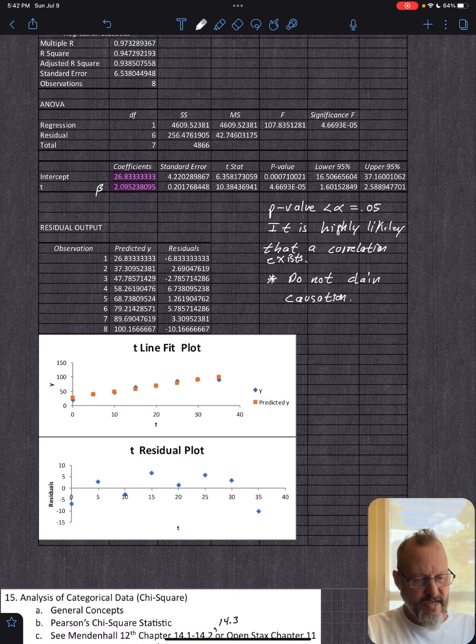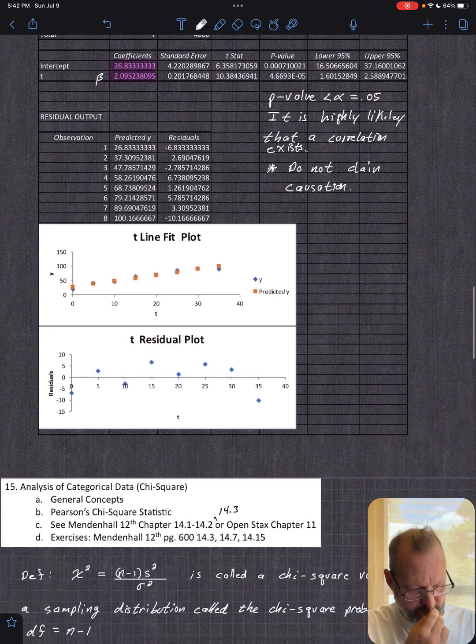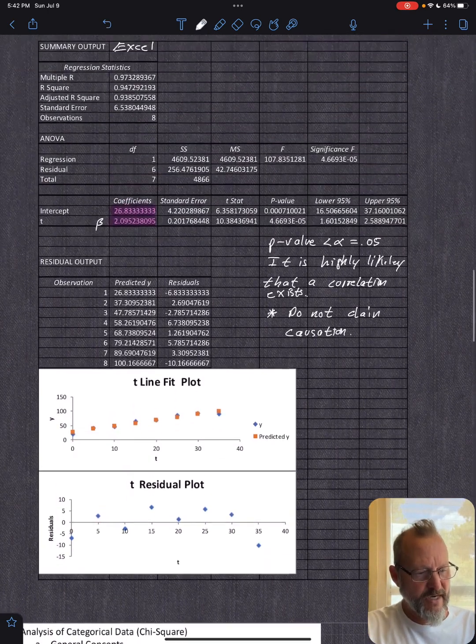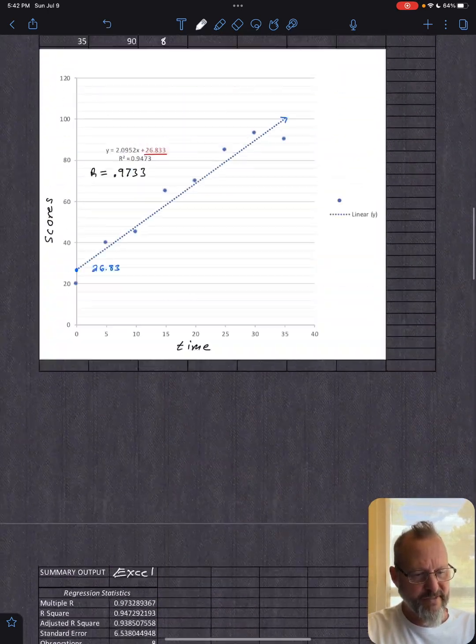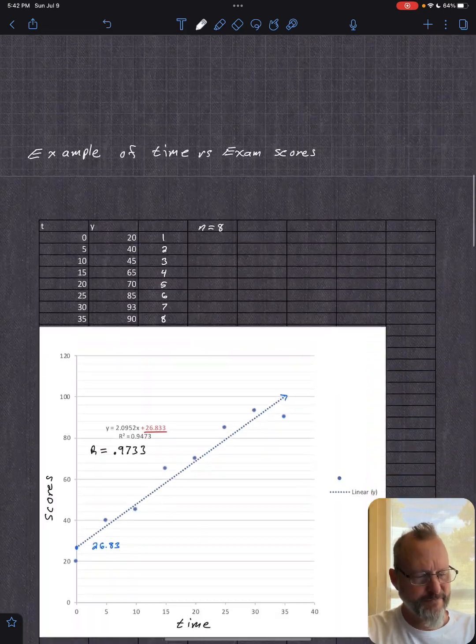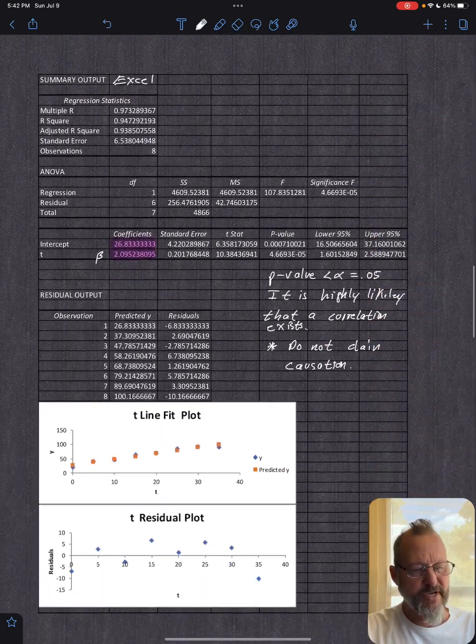Okay. So maybe I'll bring that up in the next example. All right. I think that covers most everything for regression that we will be doing. And next we move on to categorical data.